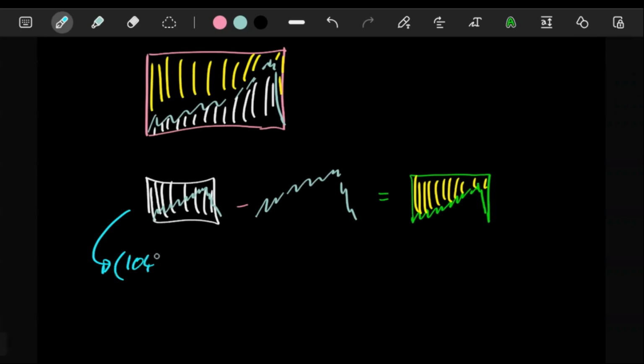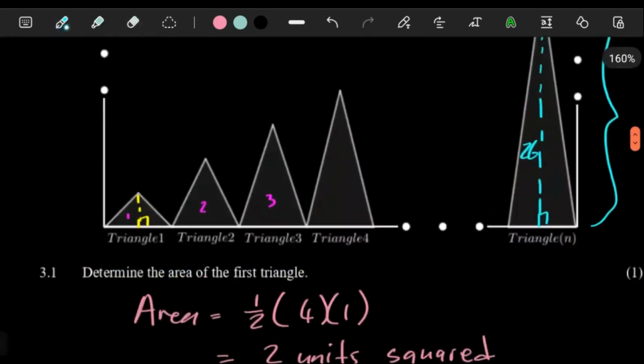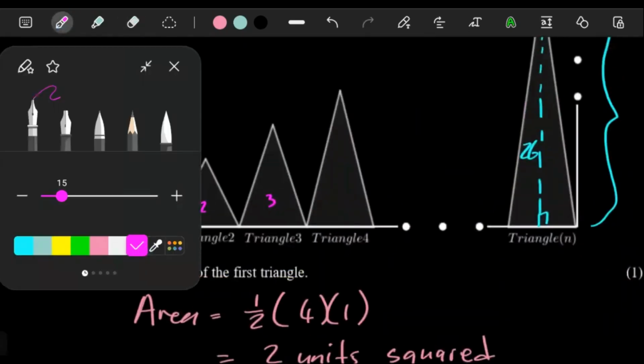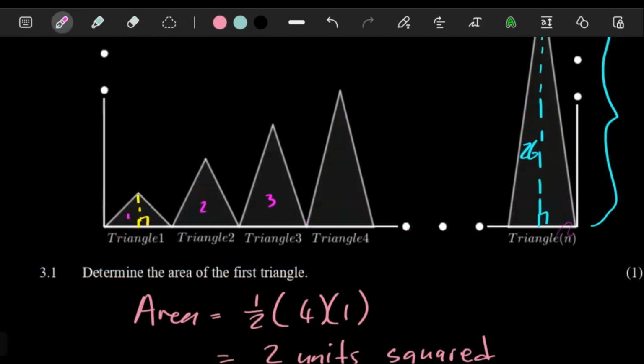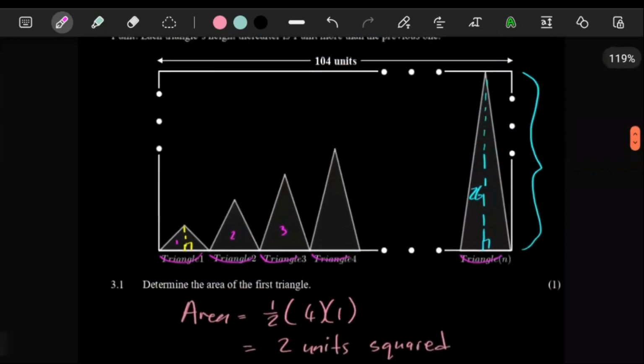Why did you divide by 4? The reason we divided by 4 is because for each triangle, the base is 4. So if the whole thing here is 104, but each triangle is 4 units, 4 units, 4 units, and so on, for us to find out how many triangles we have, we can just take 104 and divide by 4 units, because that's how many triangles we will have from the start here to the end of it. Does that make sense? Yes, thank you.